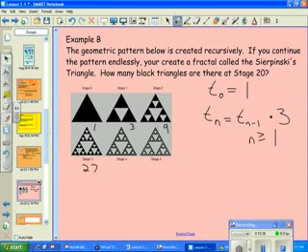Because notice you're going to use this recursive rule to find the first term, the second term, the third term. Because I started off with an index of 0, I'm going to use that recursive formula to find any term that has an index of 1 or greater.